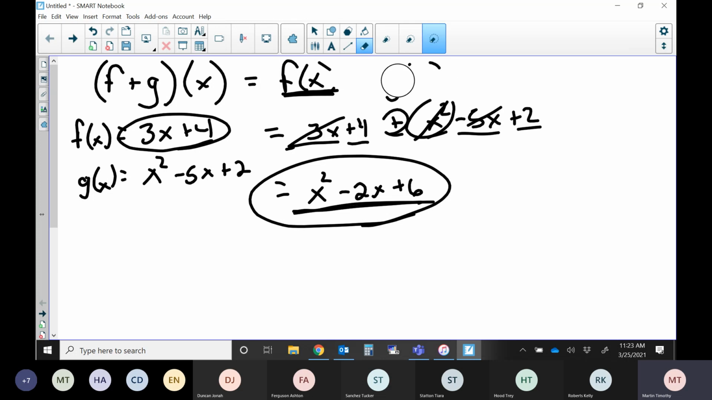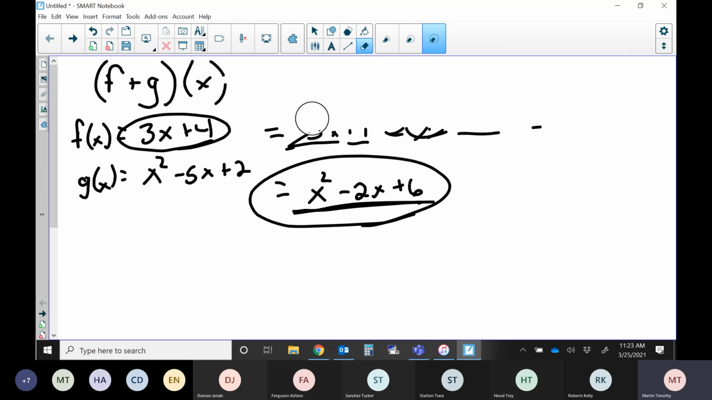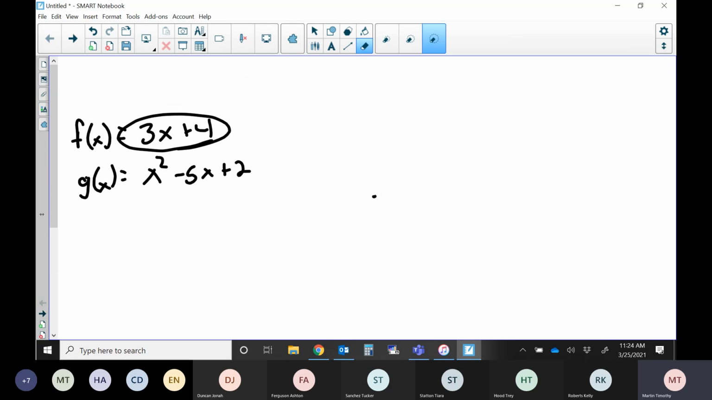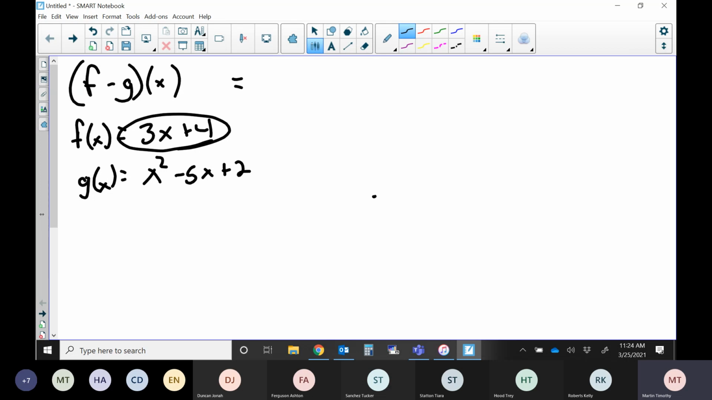Now, the next thing they could have done is they could basically say the same thing, and f and g can switch around. But they could have said f minus g of x. And what that really means is you're going to take the f function and you're going to subtract the g function from that. And in this case, can someone tell me what is going to be very important for us?